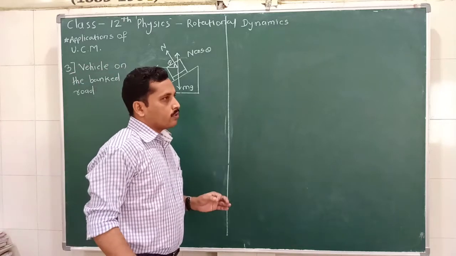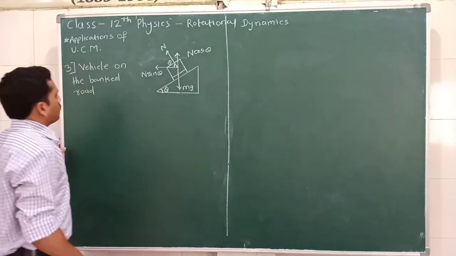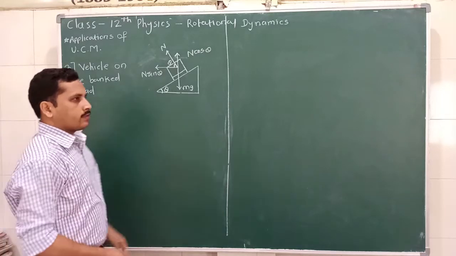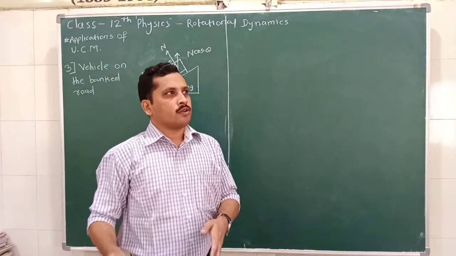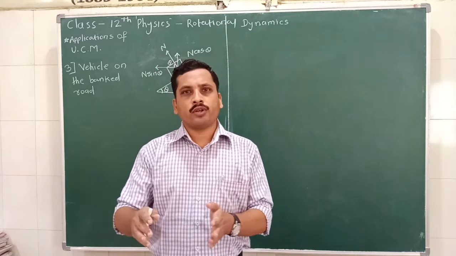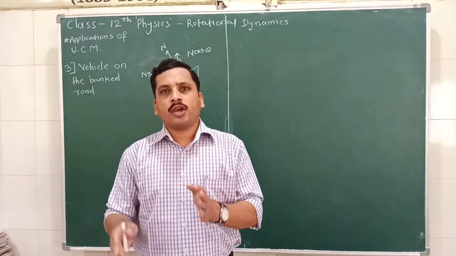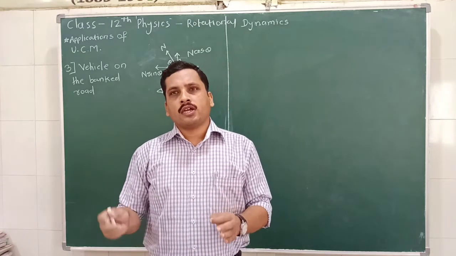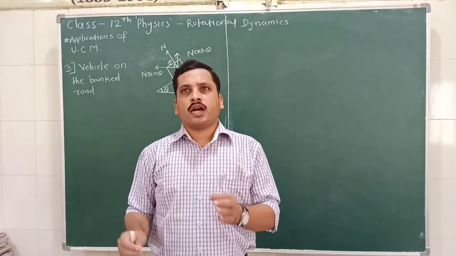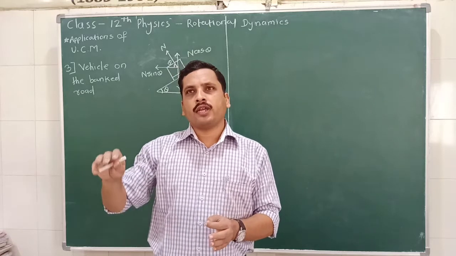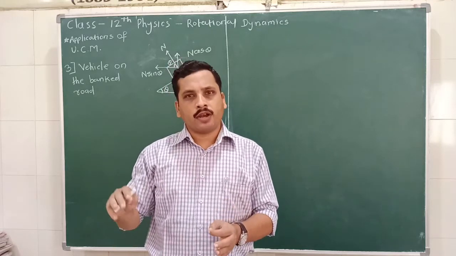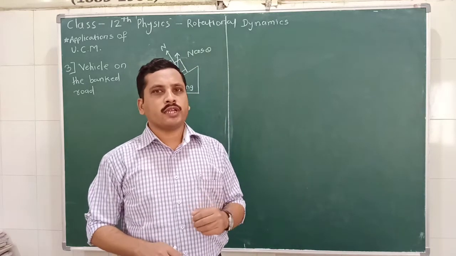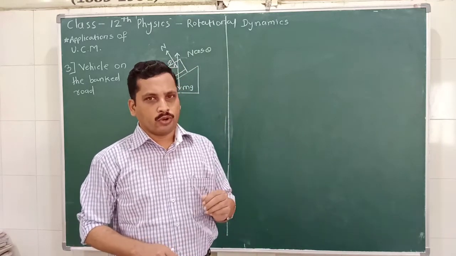What is banking of a road? First of all, we see the definition of banking of a road. When we go along a curved road, the layout of the road is such that the inner edge and the outer edge are not parallel, but the outer edge is elevated by some height with respect to the horizontal level. Such a layout of the road is called the banking of the road.